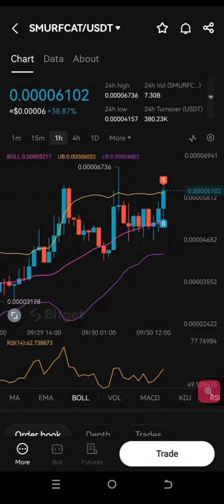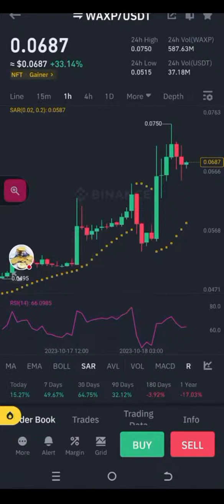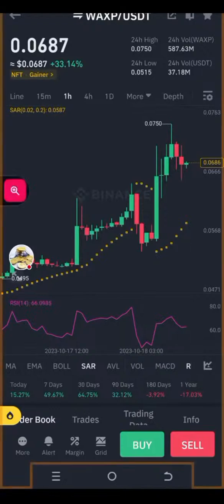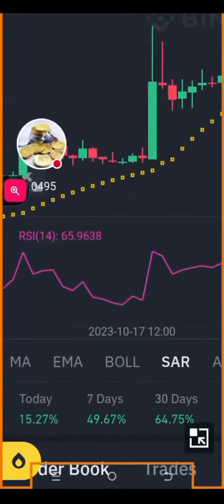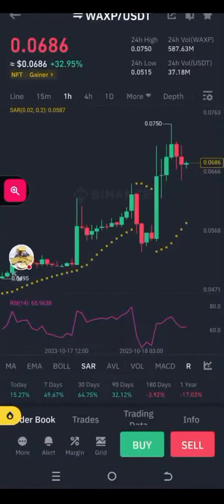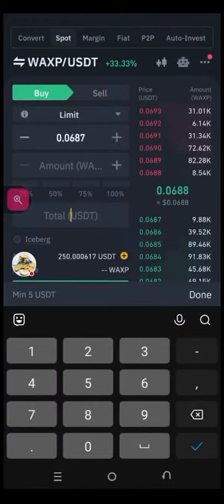Maybe actually, because everything is still okay, it's in pump mode, so I'll just pick it up. Let's do this. I think Waxp wants me to take it, so let's go ahead because at least whichever way, it's in pump mode. It's not yet 70. The parabolic SAR is in place, so let's just go with it. Okay, let's just put in $50.